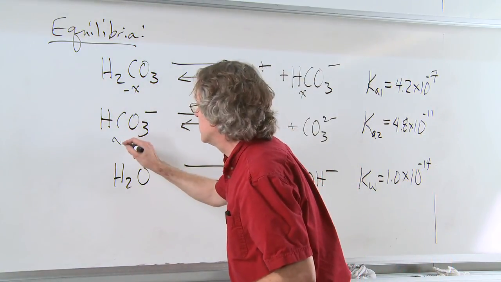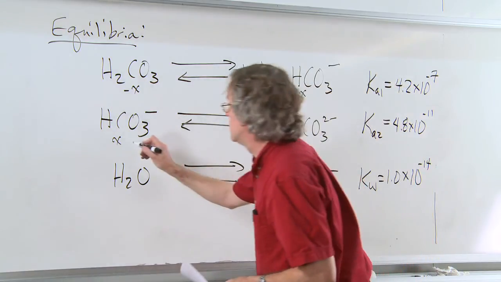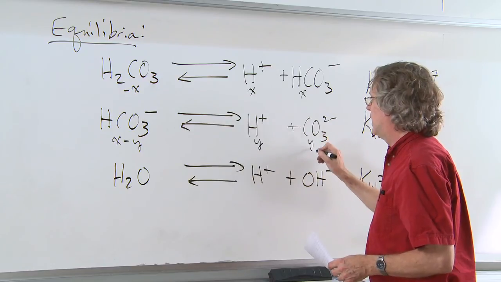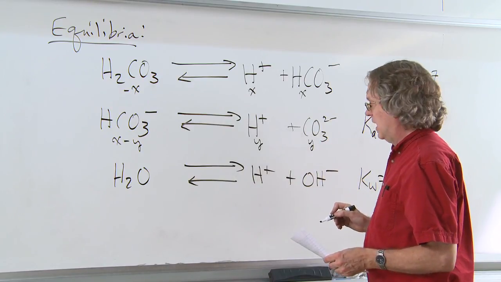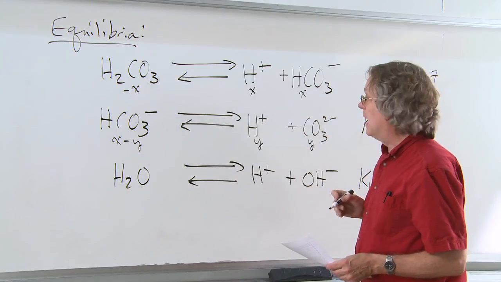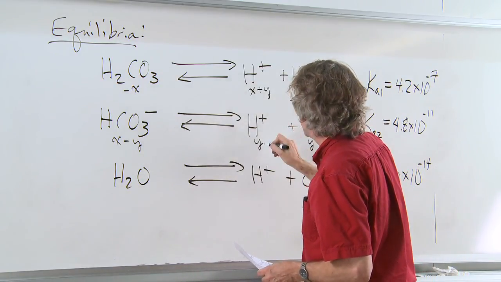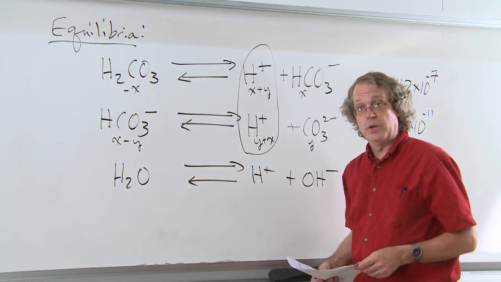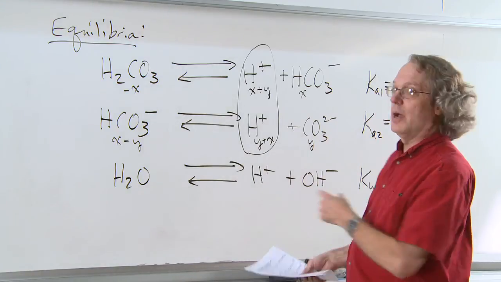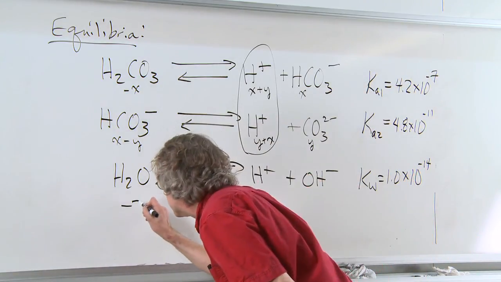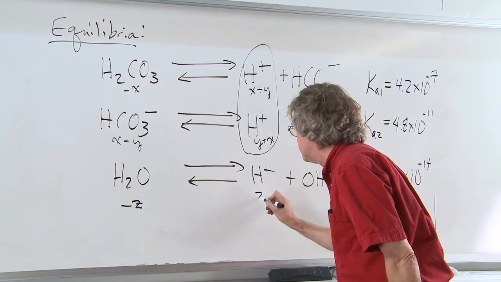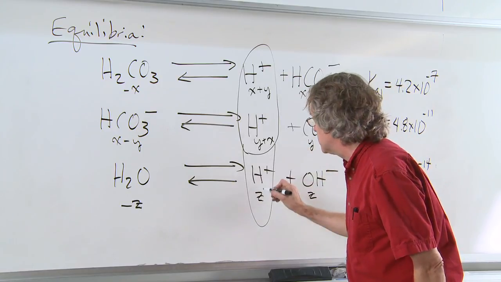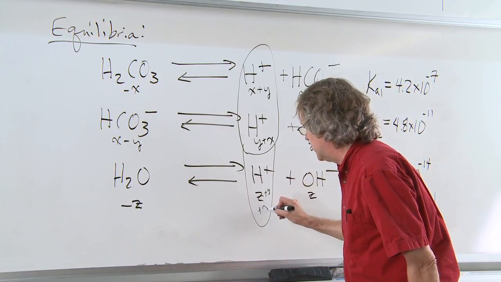But that means this is X, and of course this dissociates a little bit, and so I lose a little bit of that, and that means I'm creating Y over here and Y over here. But this is the same proton as that one, so really this concentration is X plus Y and Y plus X. There's only one group of protons in there. But life is even more complicated because I have water down here, and I can lose a little bit of water, let's call that Z, and I can form some Z over here and Z over here. But this is also the same set of protons, so this is really Z plus Y plus X.